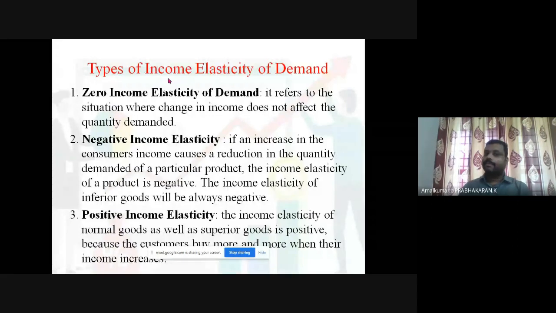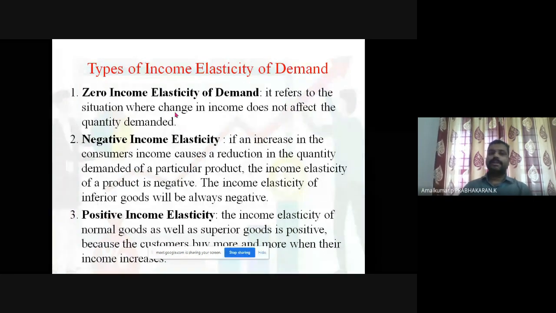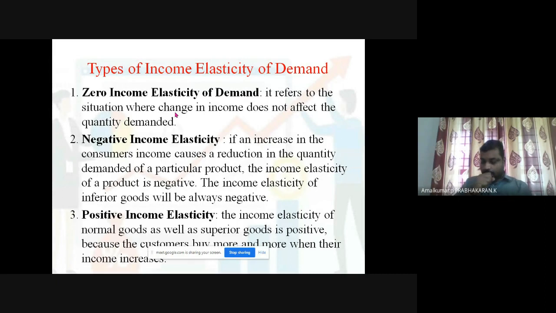So the changes in demand due to changes in income is called the income elasticity of demand. There are different types of income elasticity of demand. The first one is zero income elasticity of demand. It refers to the situation where a change in income does not affect the quantity demanded. But in the case of negative income elasticity, a change in income reduces the quantity demanded. This is the case for inferior goods.